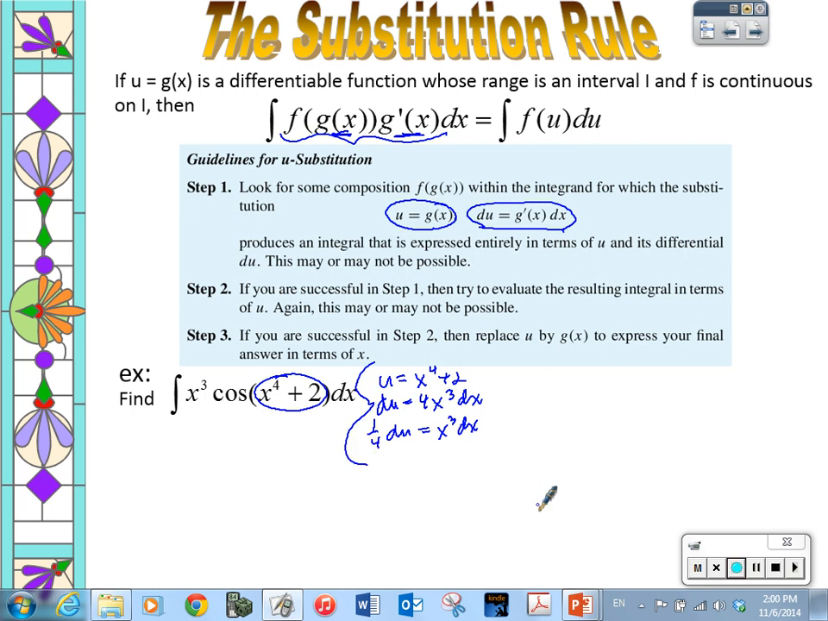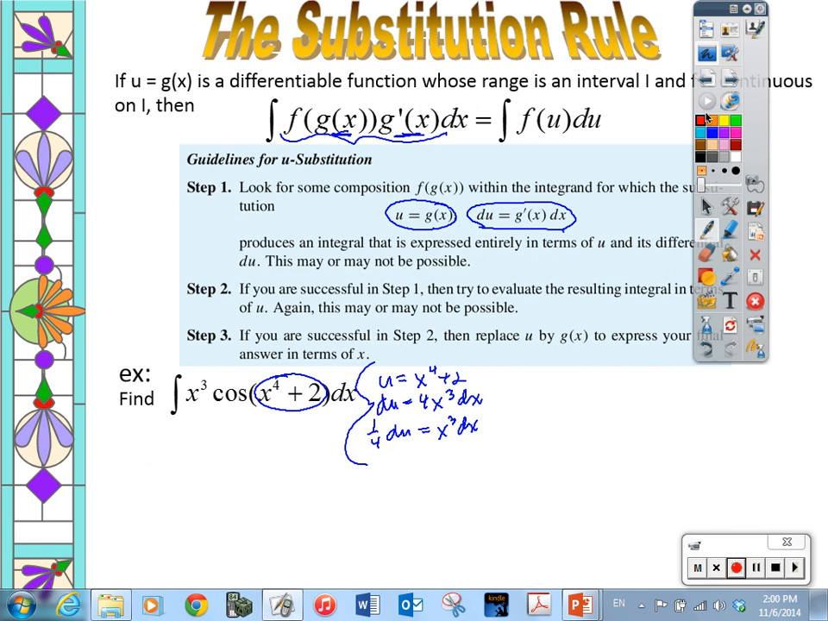This is my work for my U-Substitution. So now let's compare it to the actual integral. So this part right here is this part. It's going to come out.